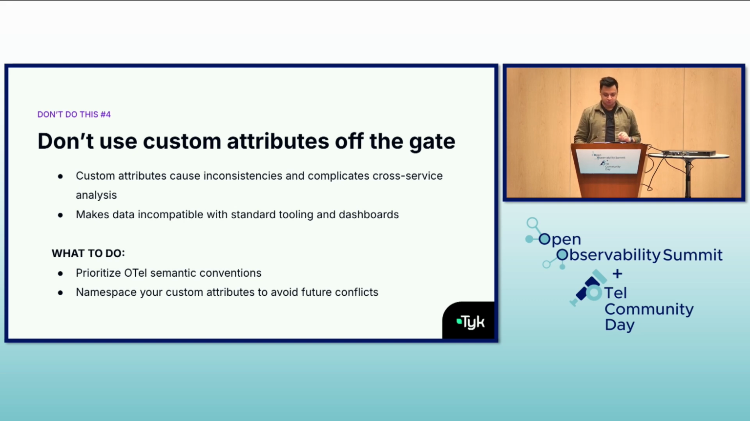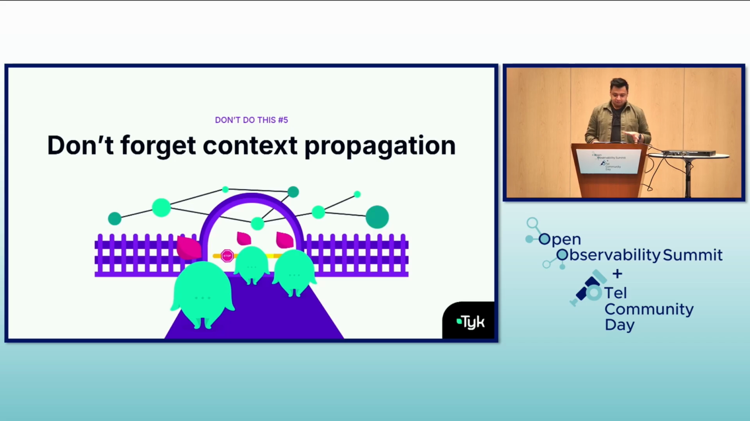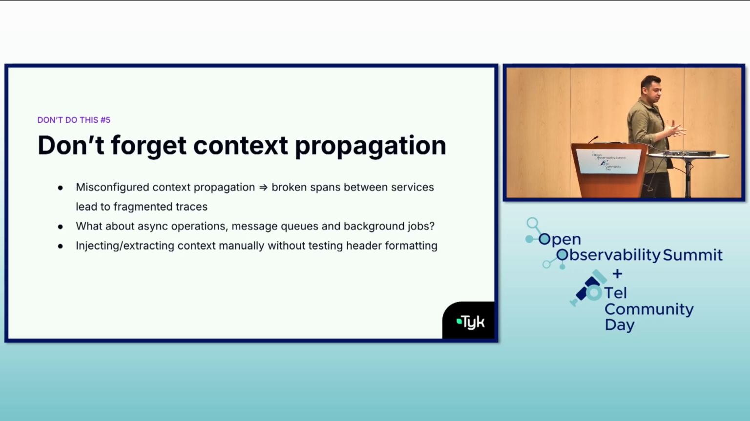Don't use custom attributes. Finally, number 5, don't forget context propagation. This feels like a no-brainer in most cases, but the real reason we were looking into something like OpenTelemetry was the ability to look at your entire stack, to troubleshoot it end-to-end. Without context propagation, that's not going to be possible. Misconfigured context propagation leads to broken spans and fragmented traces between services. If you consider async operations, messaging queues and background jobs, that makes life a little trickier when it comes to context propagation.